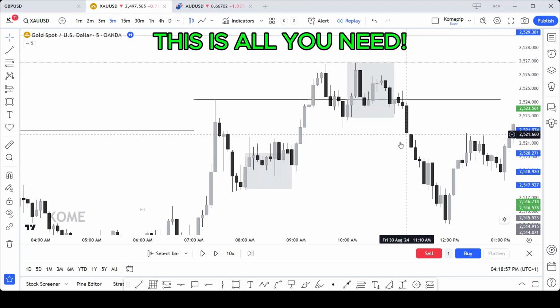So now that we've established that this is the first candle of the 11 o'clock candle, we'll mark that out. So we're looking for sells from the first candle of the 11 o'clock candle.